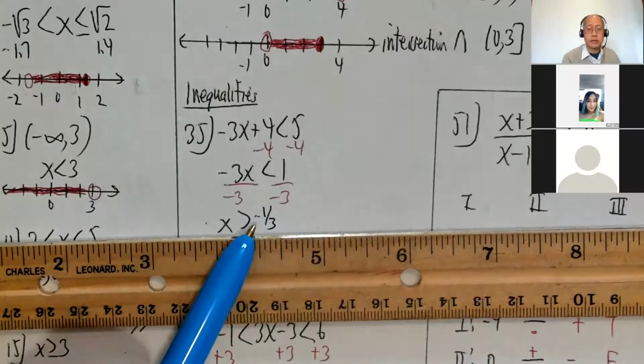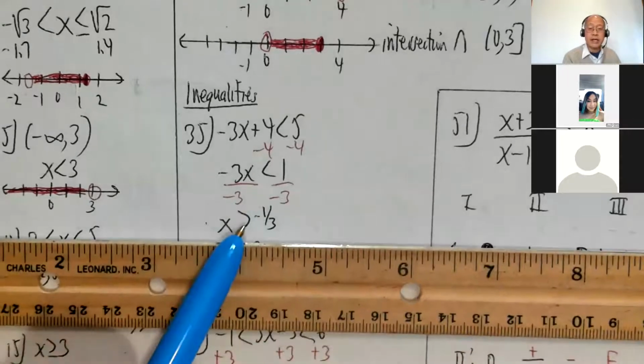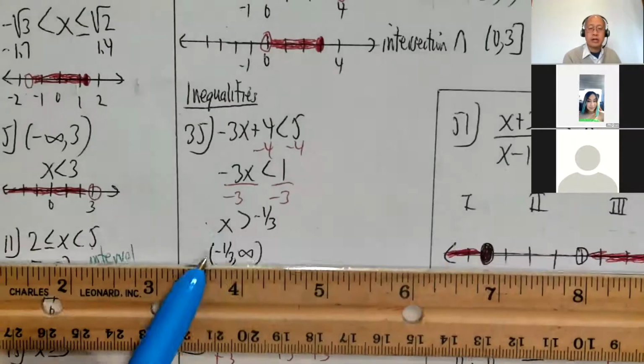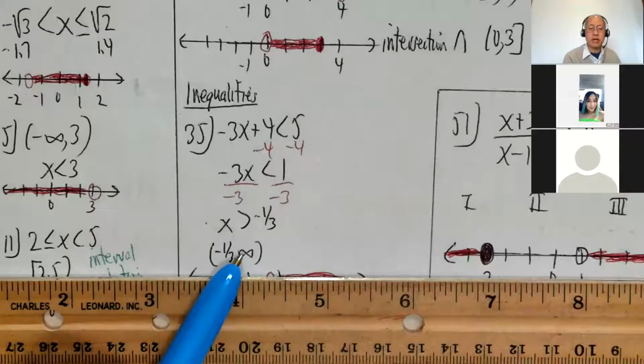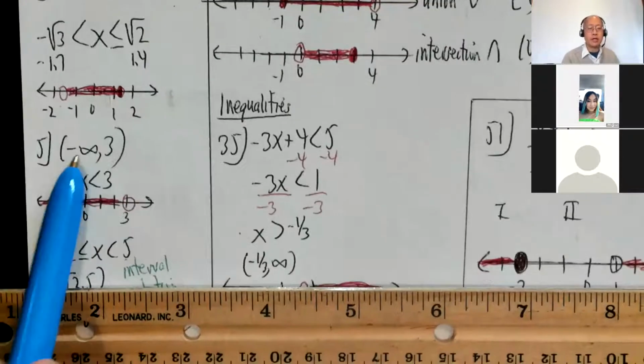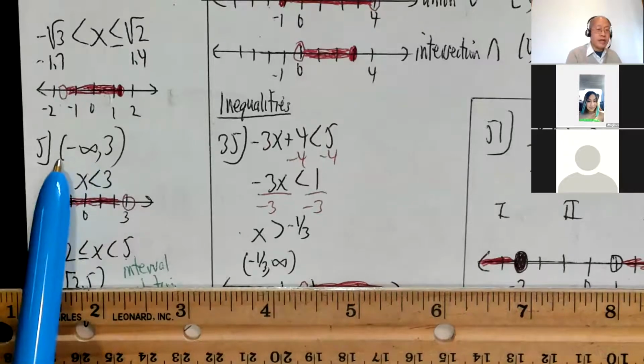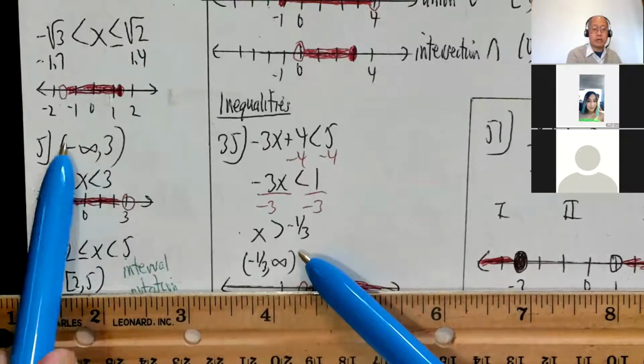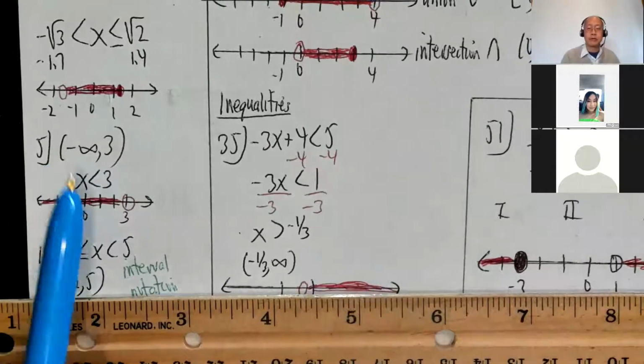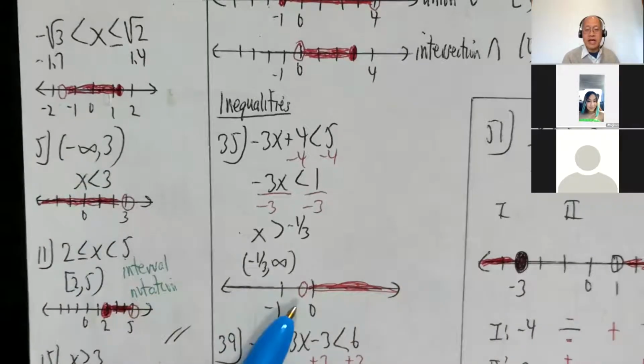So there's my solution set. Okay, how do I write that as an interval? We're going greater than, so parenthesis, -1/3, infinity, and then parenthesis. Remember, infinity is always on the right side. Negative infinity is always on the left. And both negative infinity and positive infinity always use parentheses. They never use brackets.